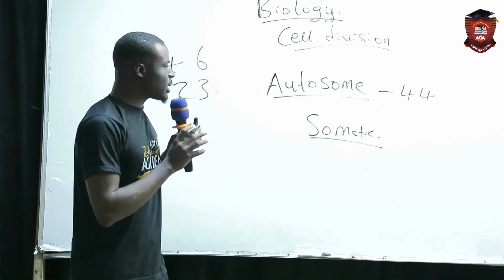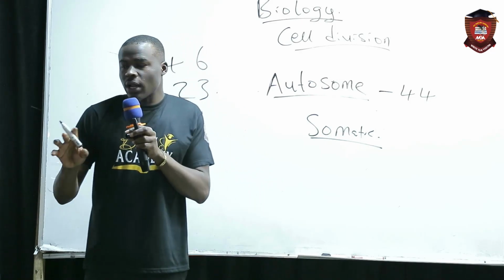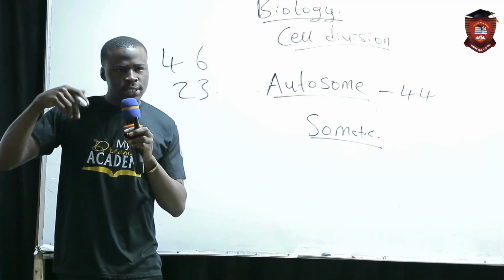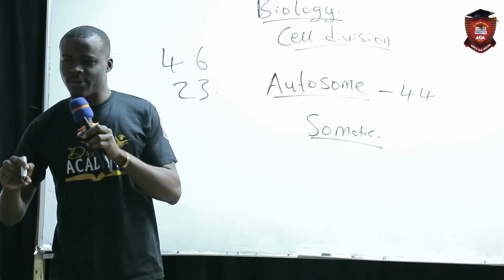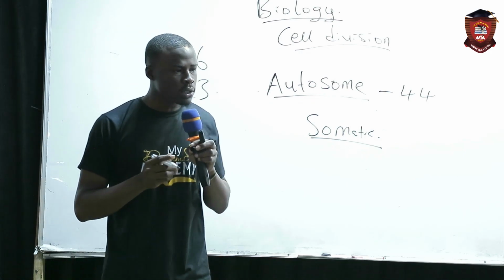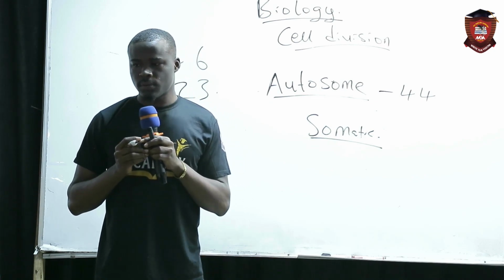So you know that mitosis occurs in regular body cells. And when they talk about a cell, you should be seeing a chromosome inside the cell. Do you understand? Are we following?